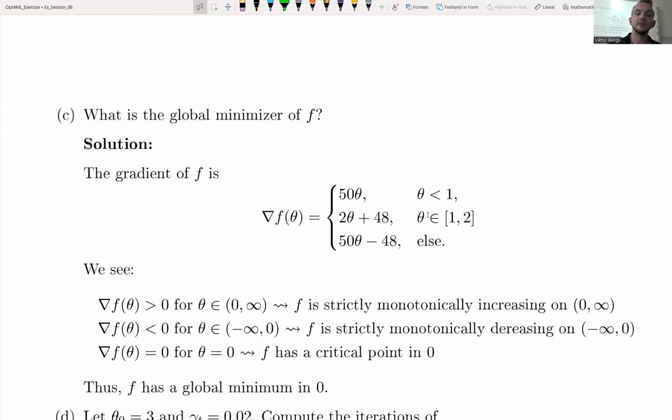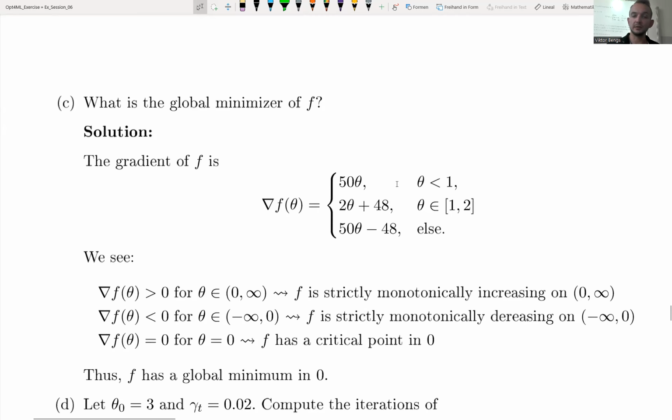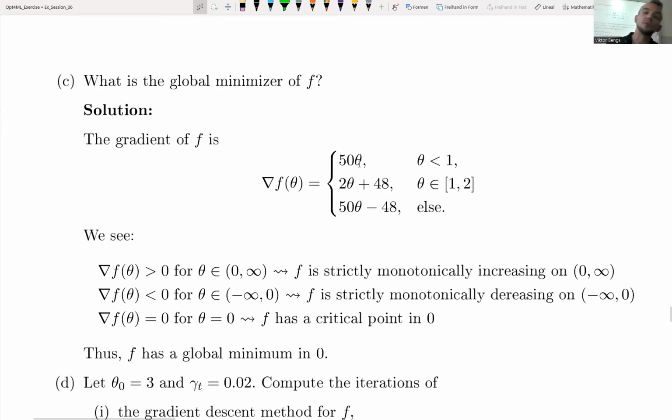What can we say about that? Well, we look at the gradient of F. We compute it as before.